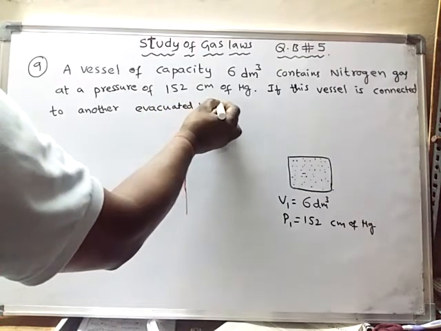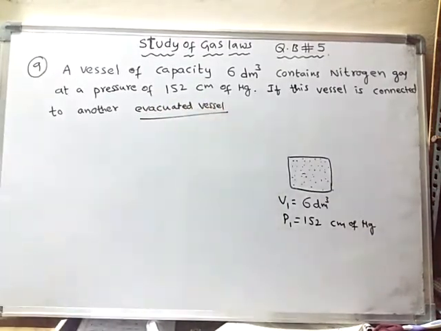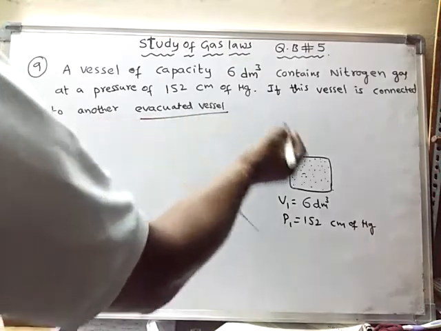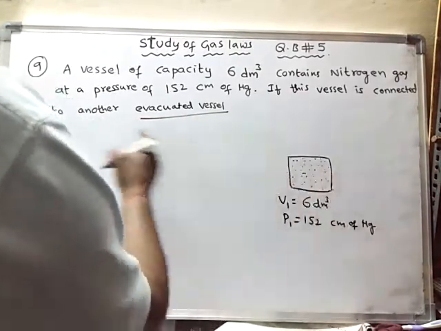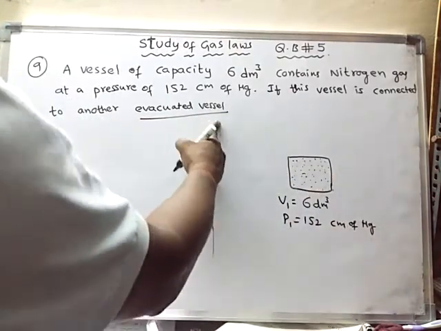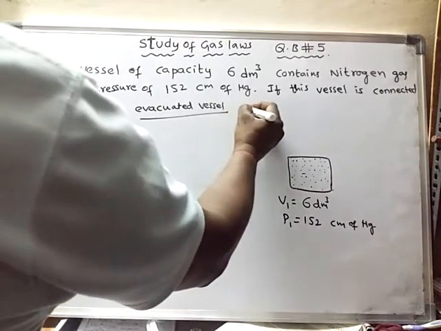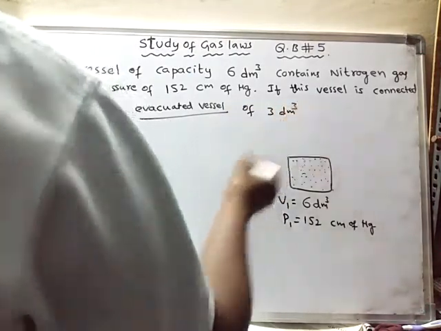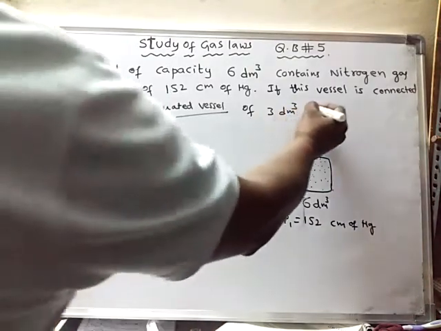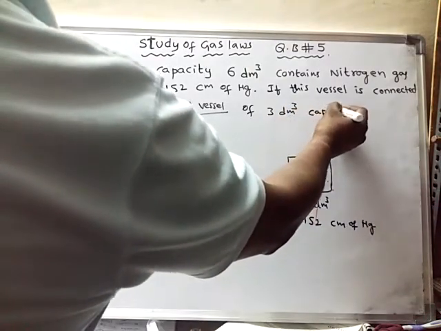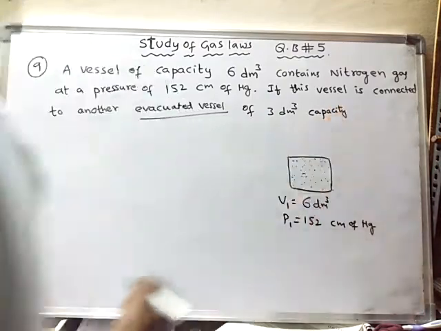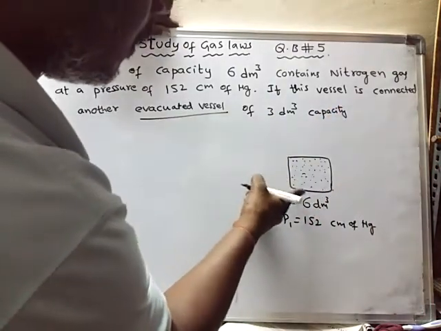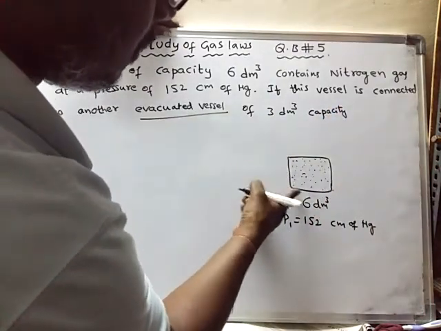What is the meaning of evacuated vessel? Evacuated vessel means empty vessel. Okay, so now this vessel is connected to another evacuated vessel of 3 decimeter cube capacity. That means here this vessel, what is the capacity of this vessel?